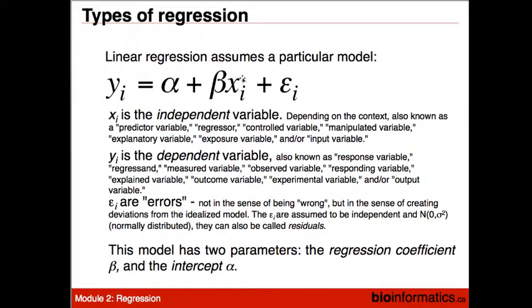Now, linear regression assumes a particular model. And the model is that there is some offset plus some proportional factor, basically a multiplicative factor, plus some errors. And these different components of the model go by different names that you will encounter in the literature, things like independent variable or predictor variable, regressor, exposure variable, and maybe input variable. And the result is the dependent variable. So there are two parameters that you can independently fit. One is the regression coefficient, i.e. something that characterizes the slope, and one is the intercept.